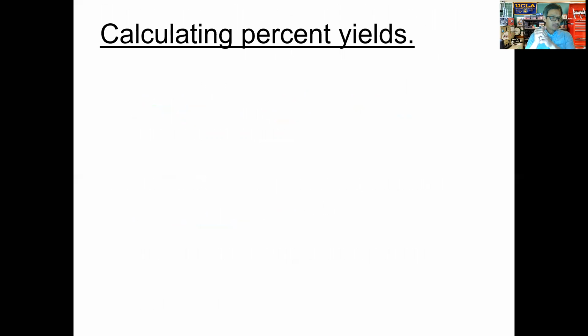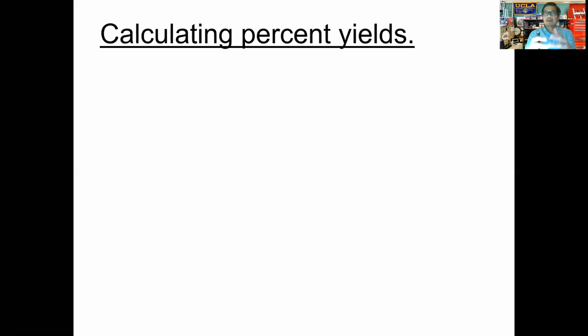And with percent yield, remember we already talked about this, you take the actual yield, you divide it by the theoretical yield, you multiply it by 100. 100% yield means that everything went perfect. And make sure you understand this, folks. In lab, 100% yield, if you ever get that, would probably mean you should go back and check your work.